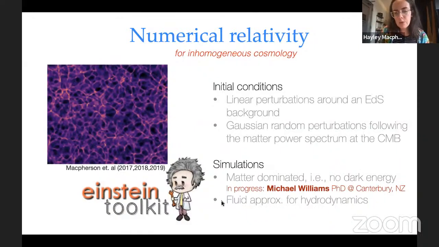And in addition, we use a fluid approximation for the hydrodynamics in our simulation, which means we don't have n-body particles. We have a continuous fluid description. And so this limits us in the minimum scale that we're able to sample while still being a good description of the fluid.